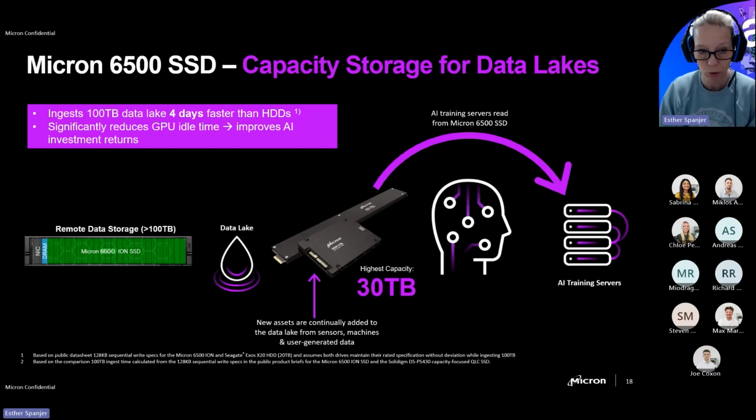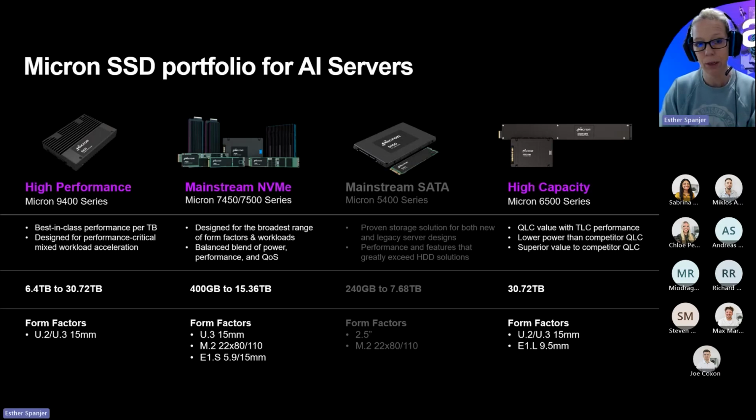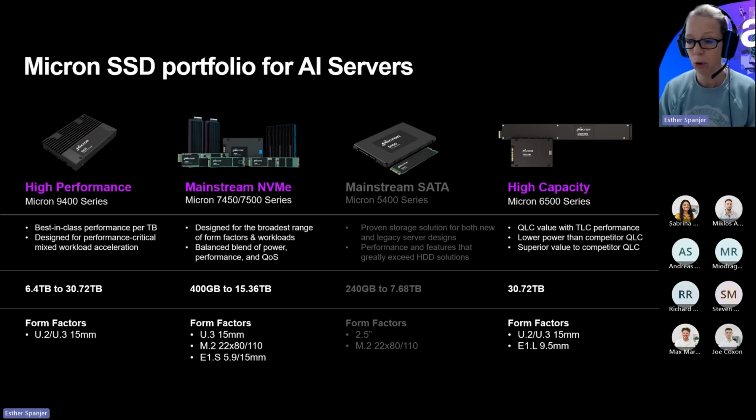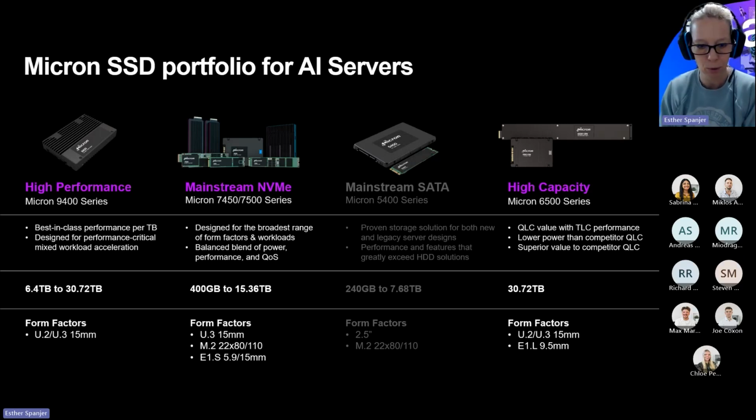So that is, in a nutshell, the overall portfolio for AI servers from Micron. There's really three NVMe product lines that we are supporting: a high performance product, a mainstream NVMe product, and then a high capacity NVMe product. We also have a SATA product, but typically that is not really being used in an AI server. That's really typically only focused on NVMe based products. So this is the entire portfolio that you can utilize from Micron.